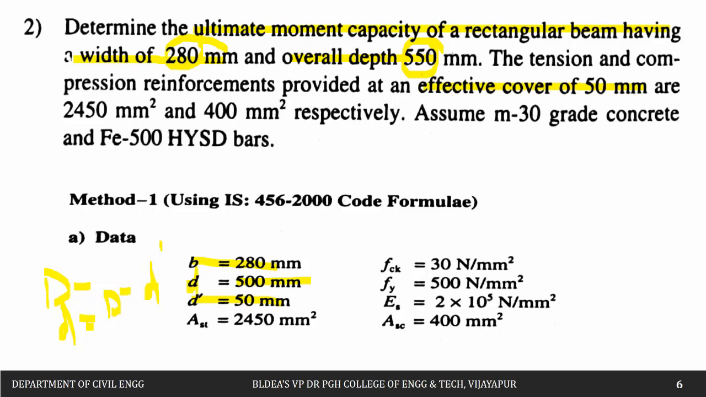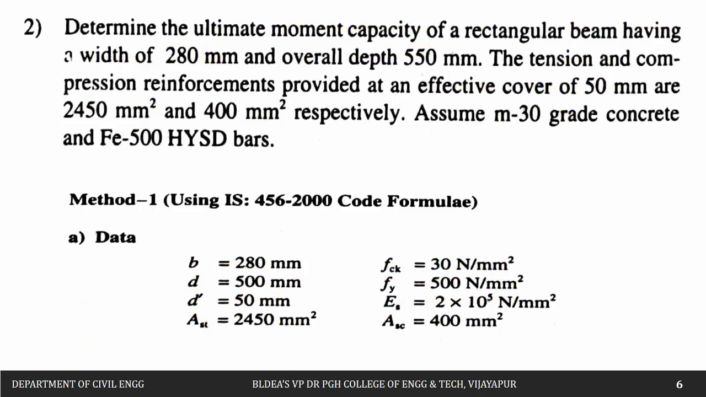The next is they have given tension and compression reinforcement. Tension is 2450 mm square, that is AST, area of steel in tension, that is 2450. In compression, it is 400 mm square, that is ASC, area of steel in compression. Then they have given M30 grade of concrete and Fe 500 steel. FCK is 30, FY is 500, ES is 2 into 10 raised to 5.